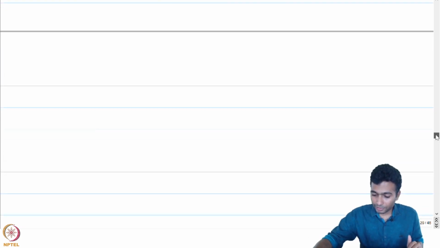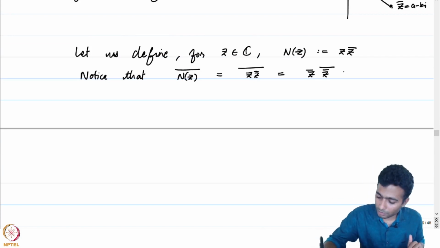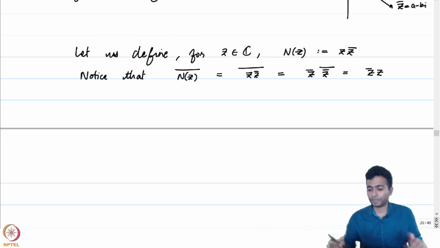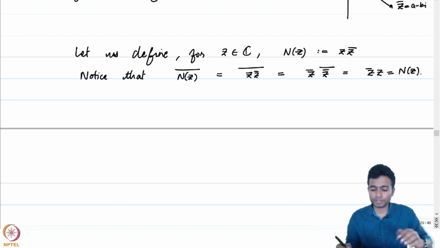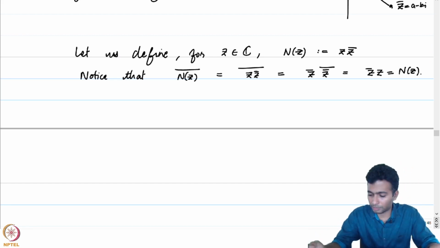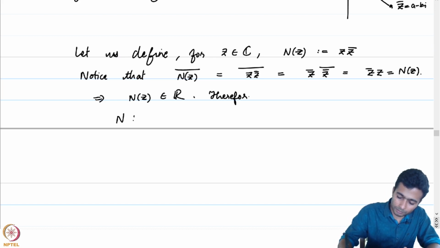And with that observation, let's see what happens to our n of z bar. This will just turn out to be equal to z bar times z, which is the same as z bar, and hence this is equal to n of z. And then we just observed a few minutes back that a complex number is equal to its conjugate if and only if it's a real number. This implies that n of z belongs to R, and therefore n is a map from C into R.